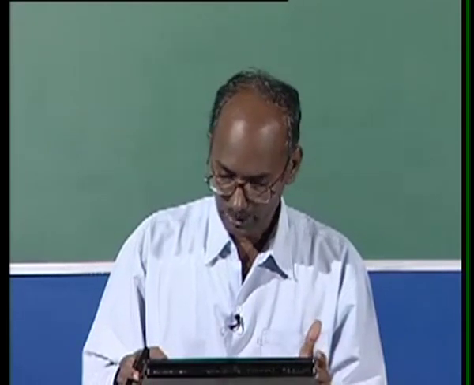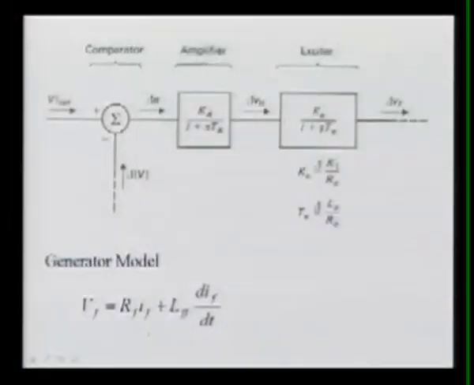Now another major component in this AVR loop is the generator. We modeled the comparator and the amplifier, with amplifier gain Ka upon 1 plus sTa. Again, this Ka depends upon which type of amplifier you are using. If you are using a rotary amplifier or a static amplifier, then the gain value is decided accordingly. Then we modeled the exciter, represented as Ke upon 1 plus sTe, and this is going to the field voltage of the main alternator, which we have to model.